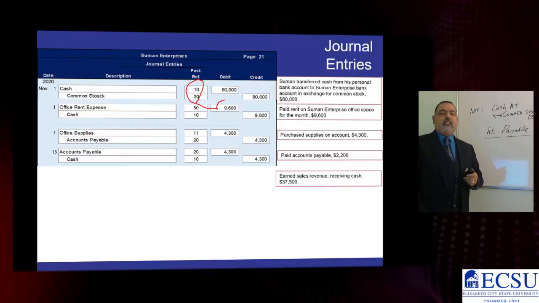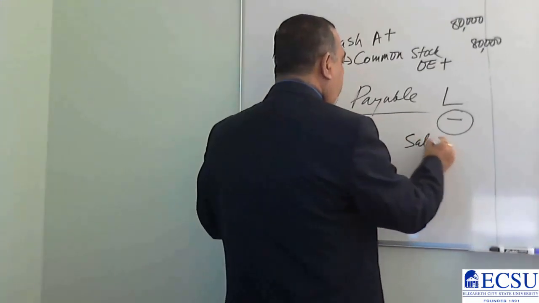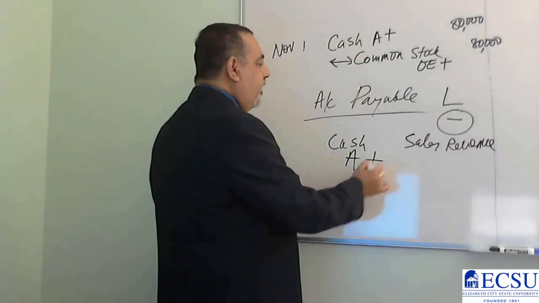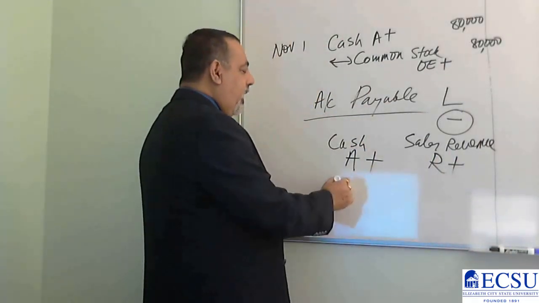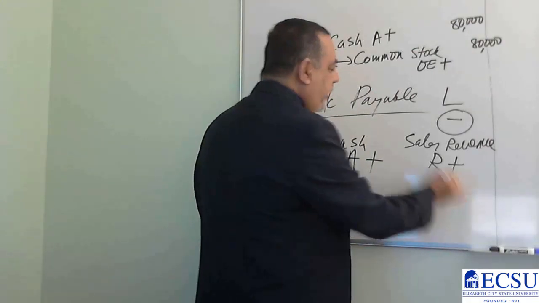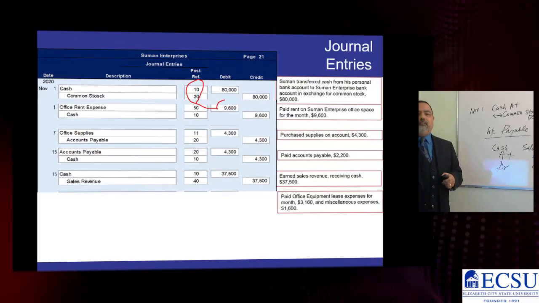Next is earned sales revenue receiving cash. So again, you have received cash, so that's why cash is one account. Another is you're receiving revenue, so that is why we'll be using sales revenue. Cash is an asset increasing. Sales revenue is a revenue, it is increasing. When assets increase, it is a debit, and when revenue increases, it is a credit. So that's how we do the journal.